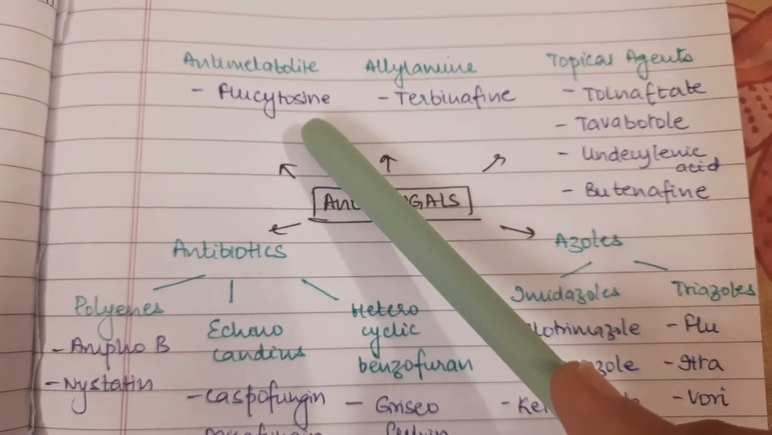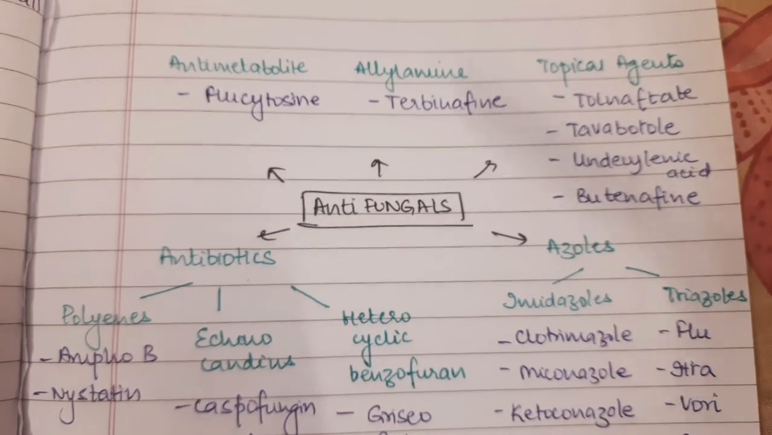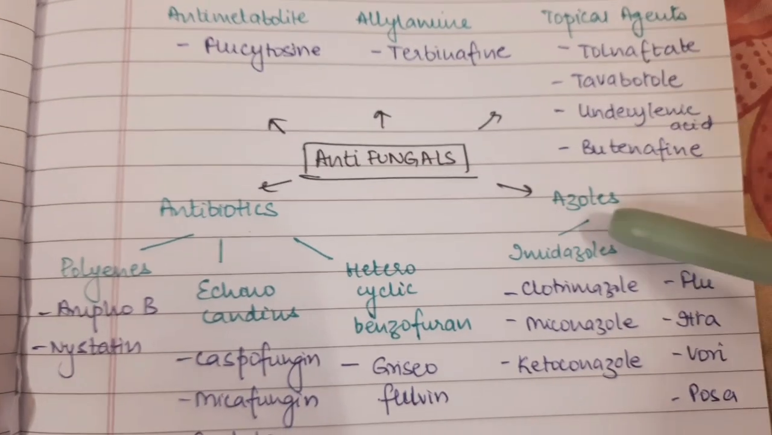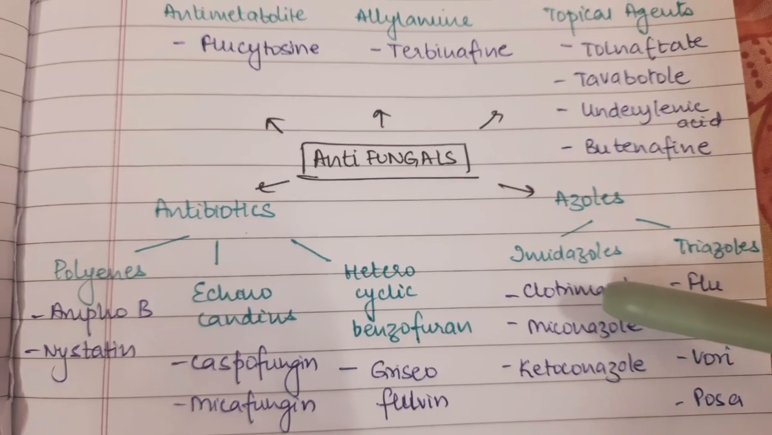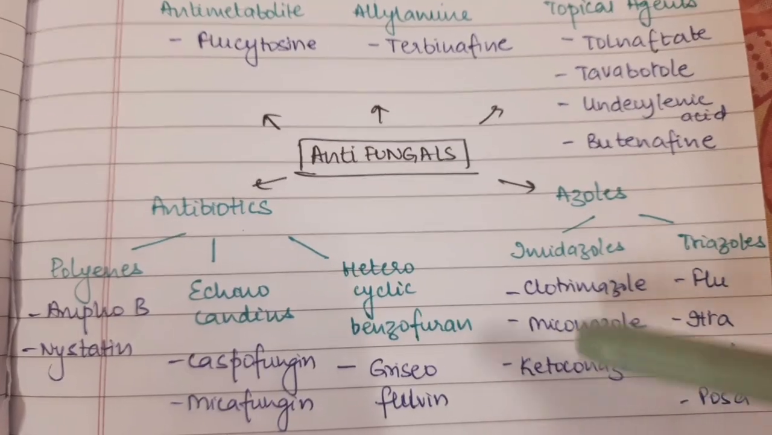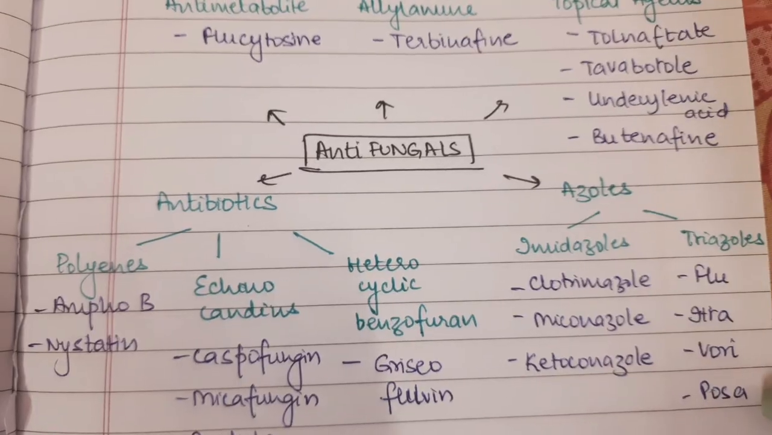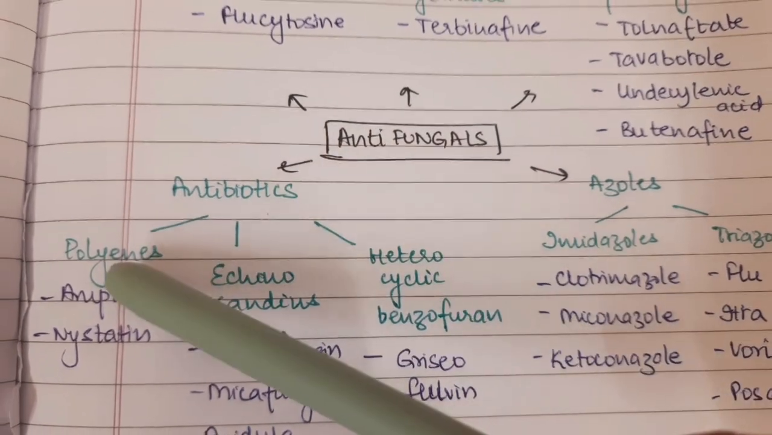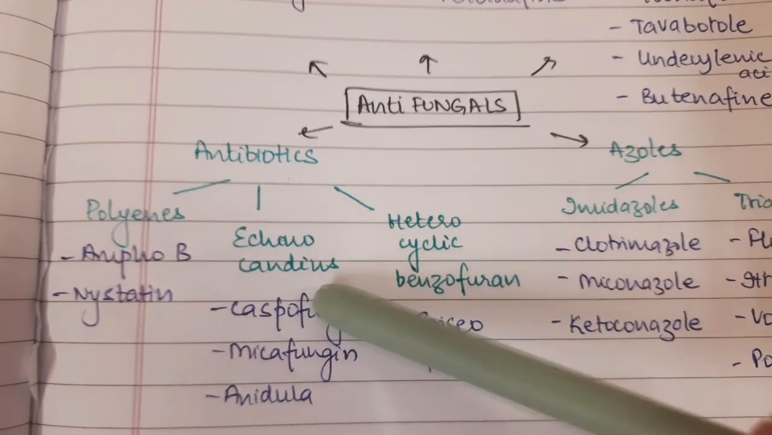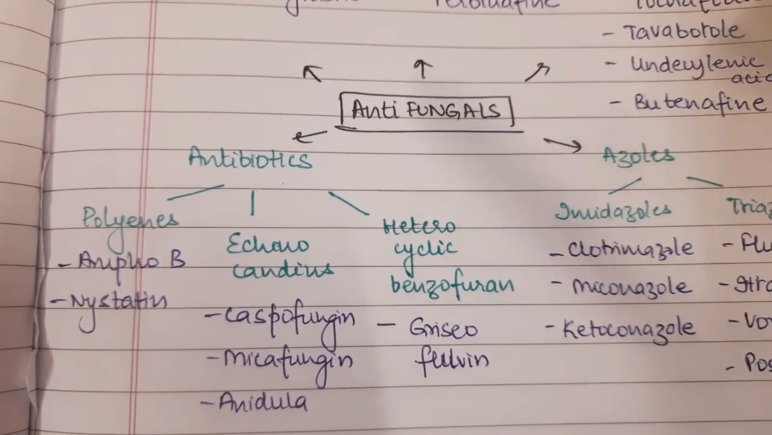Antimetabolite is flucytosine. Allylamine is terbinafine. Topical agents are like tolnaftate, tavaborole, undecylenic acid, and butanafine. Azoles, all of those drugs will end with the word azole, which is imidazoles and triazoles. So you have clotrimazole, miconazole, ketoconazole, and then fluconazole, itraconazole, voriconazole, posaconazole. Then we have antibiotics like amphotericin B and nystatin. Under echinocandins, we have caspofungin, micafungin, and anidulafungin. Under heterocyclic benzofuran, we have griseofulvin.